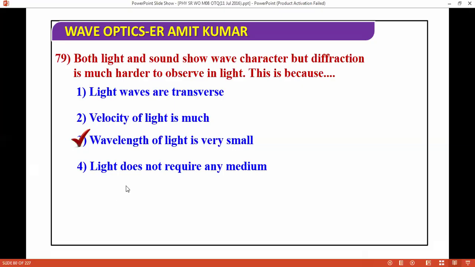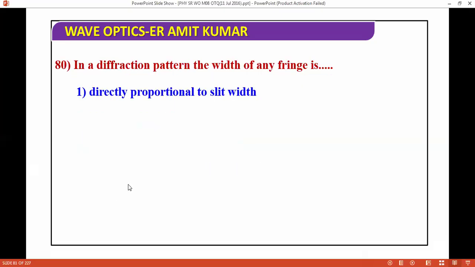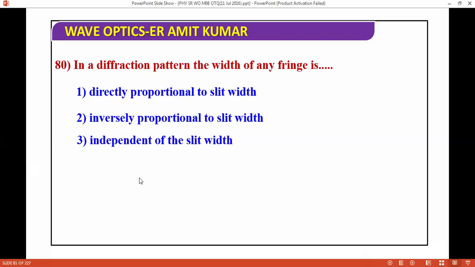Next question we are moving ahead: in a diffraction pattern, the width of any fringe is directly proportional, inversely proportional, or independent of the slit width? The correct answer is independent of the slit width. In a diffraction pattern, the width of any fringe is independent of the slit width.